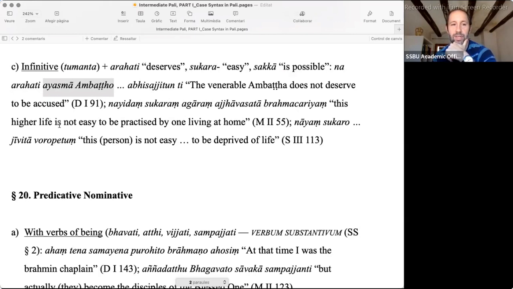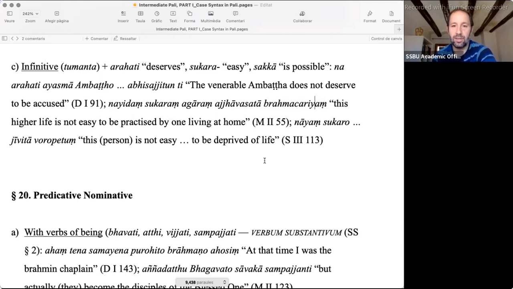Another example, na 'idam sukaram agaram ajjhavasata brahmacariyam. This holy life is not easy to be practiced by one living at home. Na 'idam sukaram agaram ajjhavasata brahmacariyam. Yeah, so here, what is sukaram is the brahmacariyam, that is not sukaram. So this brahmacariya is not. Here again, what I would say is that there is a verb hoti that is elliptic. I'm not so sure about this example.